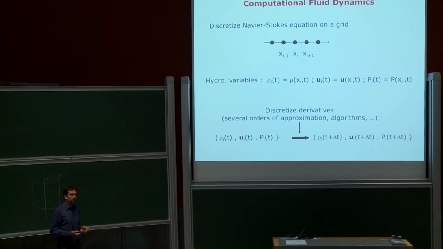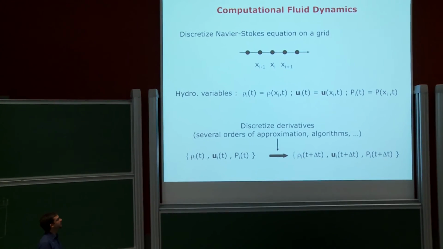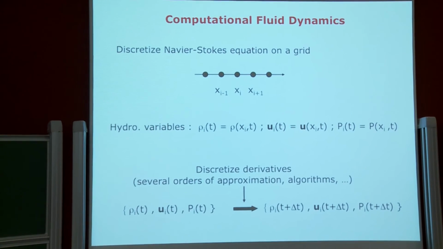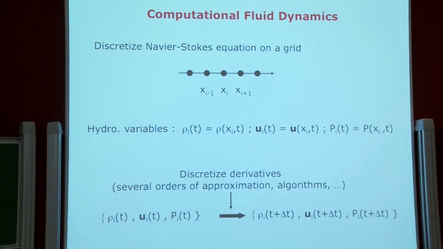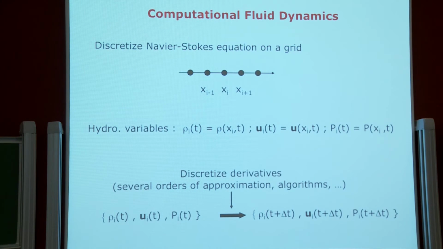And the most obvious thing you could think of is simply solving directly the Navier-Stokes equation using what is called computational fluid dynamics. And the idea is simply to solve numerically the Navier-Stokes equation on a grid. So you will discretize space and have grid points in space where you will compute and evolve the hydrodynamic field, so the density at grid point xi at a given time, the velocity at the same grid point at a given time, and the pressure or the stress tensor at the same grid point.